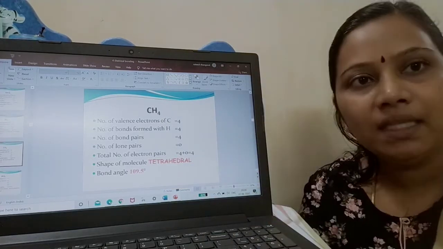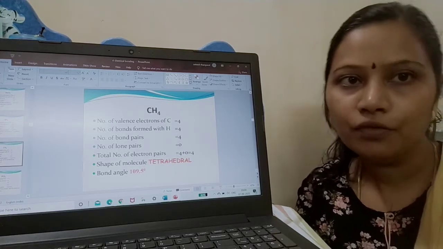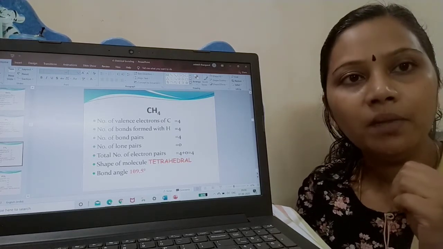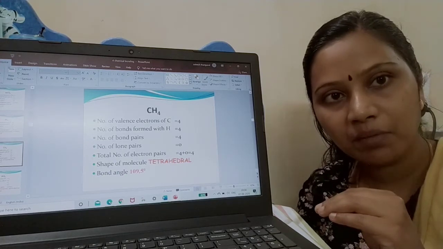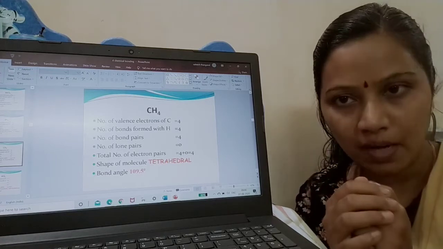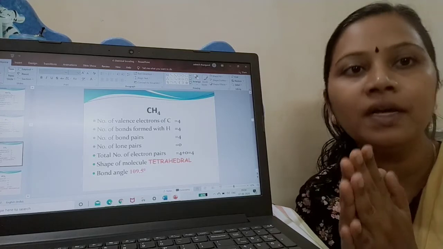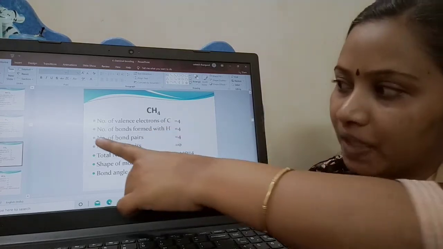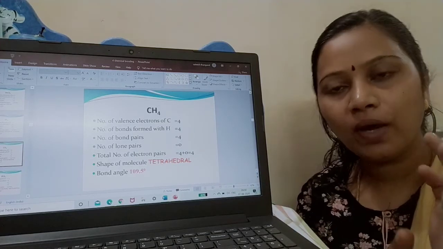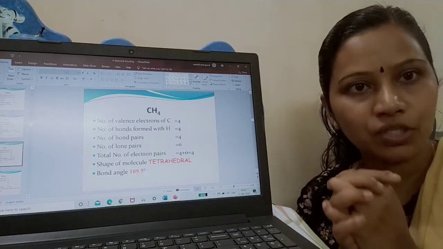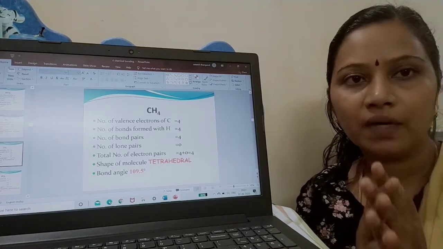Now this is the methane molecule, CH4. How many electrons are present in the valence shell? 4 electrons are present. How many bonds or pairs can it make with the hydrogen atoms? How many hydrogen atoms are present? So the 4 hands of carbon are going to pair with the 4 atoms of hydrogen. So the number of bonded pairs is 4. Is there any pair left out for carbon? No, all its 4 hands are fully occupied in pairing with 4 hydrogen atoms. So none of it is left unpaired. So the number of lone pairs is 0.